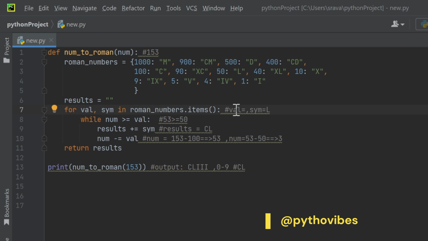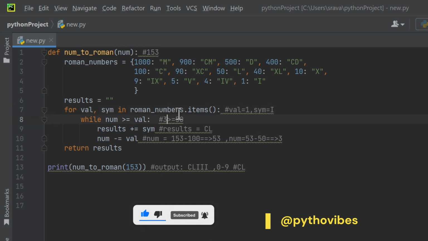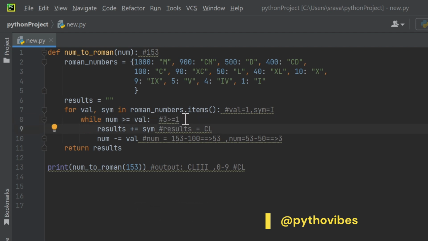Now it comes to this loop and it checks 40, 10, 9, 5, 4, till here it will check. All these conditions will fail for this number 3, and after that we will have 1 as a value, and the symbol would be I. It checks whether this 3 is greater than or equal to this value or not. Yes, it is greater than or equal to 1. So now we will add that symbol I to this results, then it will become CLI, and the number becomes 2 for the next time.